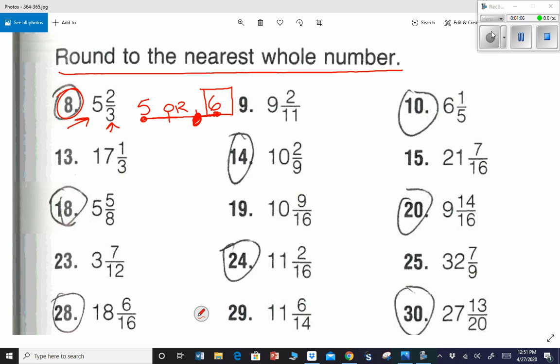Basically, figure out what half of the denominator is. Half of 3 is 1.5. 2 is more than that, so you're going to round up to the higher number, to 6.